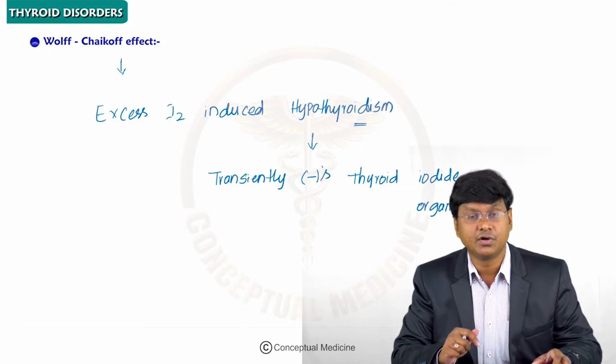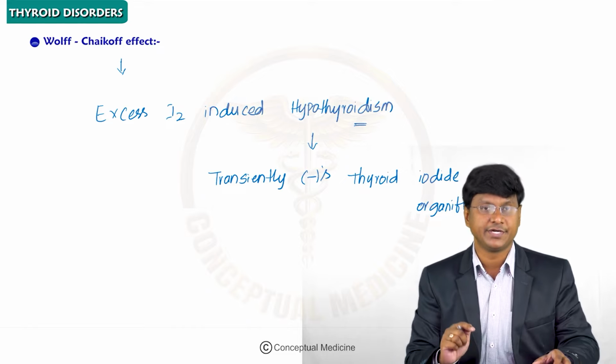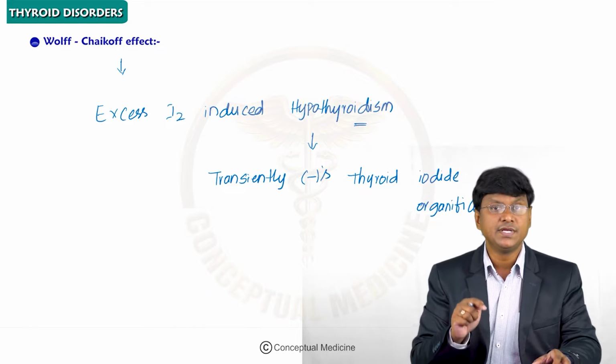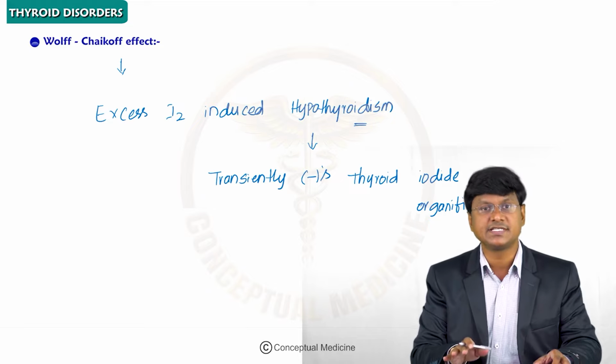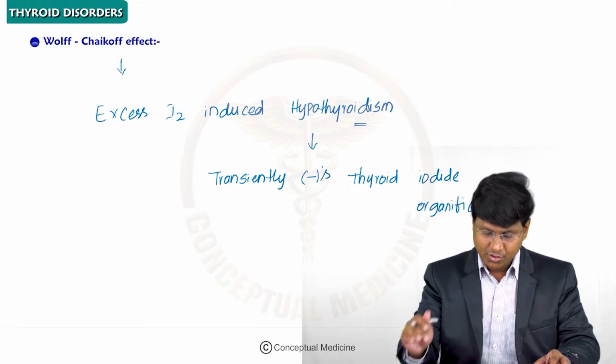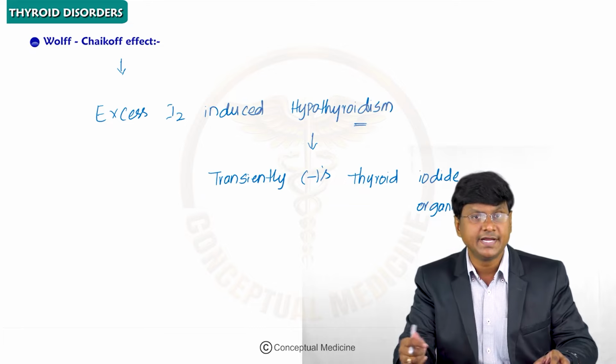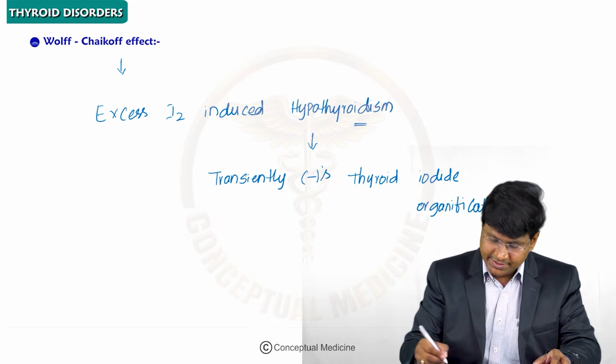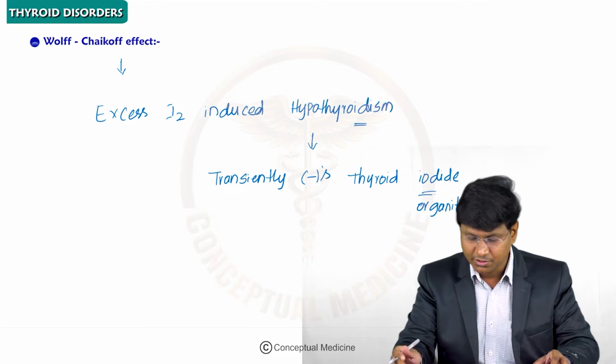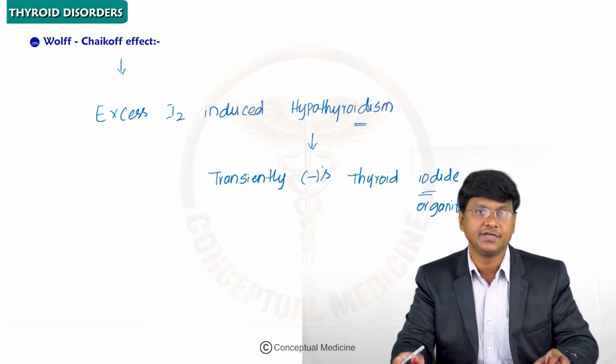So this phenomenon of iodine-dependent transient suppression of the thyroid, right? This phenomenon of iodine-dependent transient suppression of the thyroid is called the Wolff-Chaikoff effect. And what is this Wolff-Chaikoff effect due to? That is due to inhibition of thyroid iodide organification.